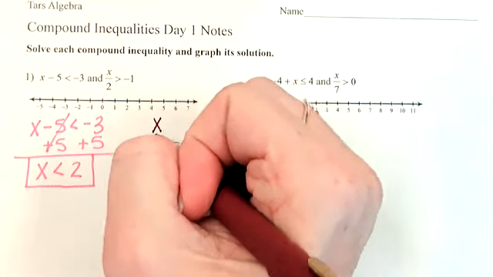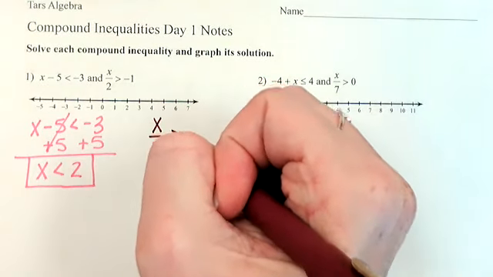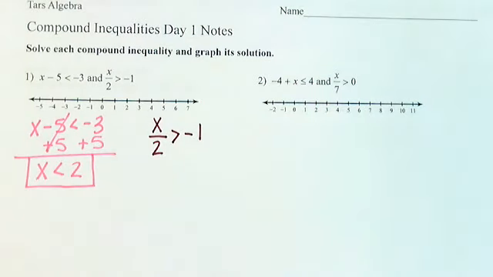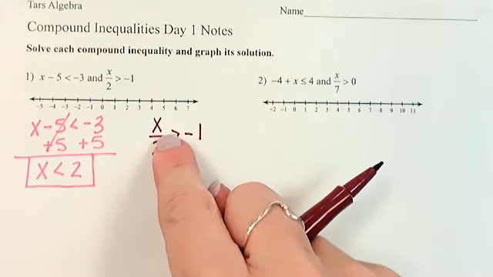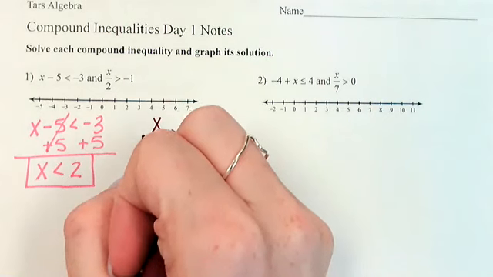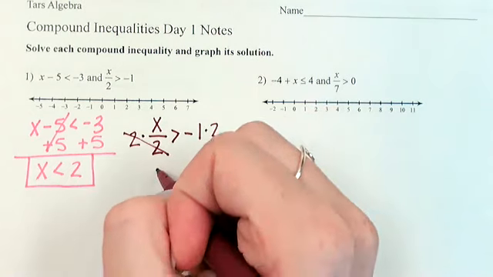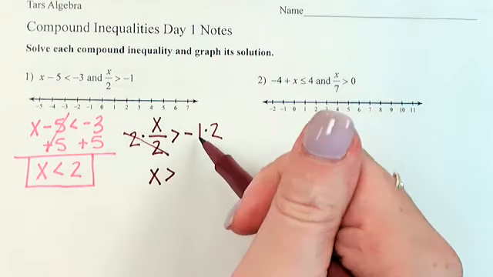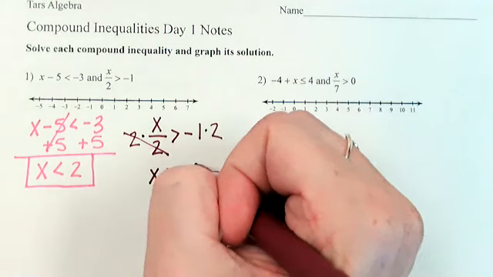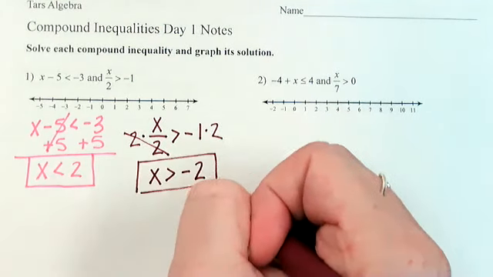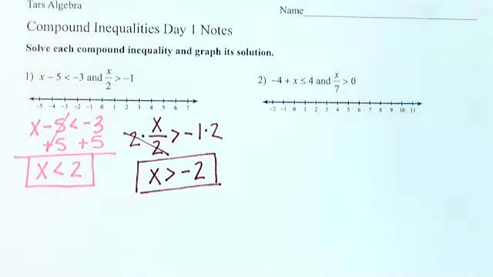So we have x over 2 is greater than negative 1. So again, our goal is always to get the letter by itself. So we need to get the x by itself. So right now we have x divided by 2. That's what the fraction bar means, is division. So x divided by 2, we're going to do the opposite and multiply by 2. Those 2's cancel. And we have x is greater than negative 1 times 2 is negative 2. So we have x is greater than negative 2.